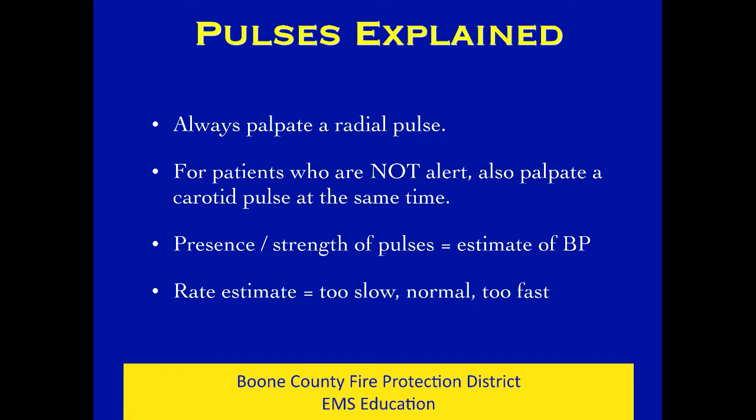And this is so that we can go fast. You're looking for the presence or strength of those pulses. To estimate your BP, people should have radial pulses. If they don't, they have a bad blood pressure. We don't know what the number is, but qualitatively, we know that they have a poor blood pressure. And then a rate estimate, again, too slow, normal, or too fast.